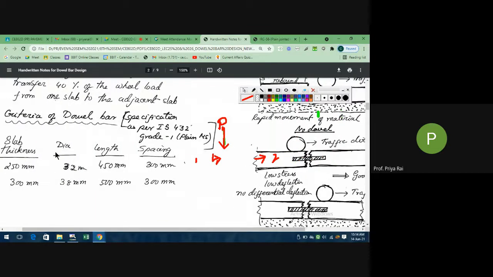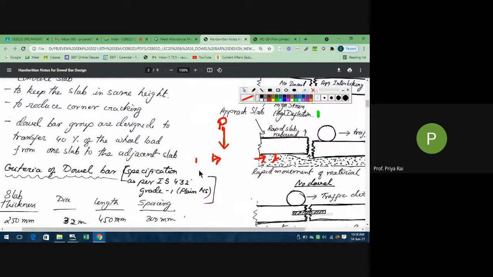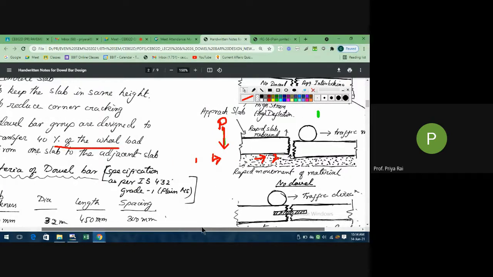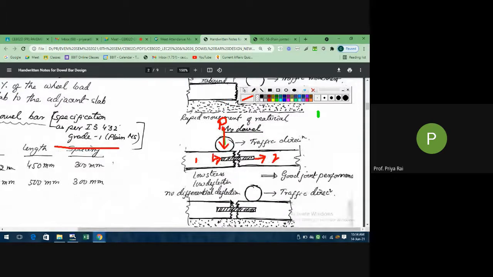What is the percentage? See, 40%, right? So we have to design the dowel bar such that it will transfer 40% of this P from slab number 1 to slab number 2 if your wheel load is above slab number 1 at this position. If your wheel load is at this position in slab number 1, then what happens? This group of dowel bars will transfer 40% of the wheel load to the adjacent slab number 2.